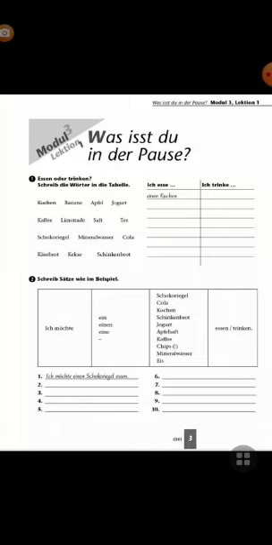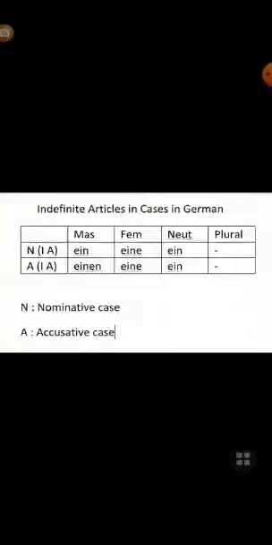Now, to do this exercise, first we should know the meaning of that particular thing, and second, its gender. Essen and trinken both are accusative verbs. This means we'll make use of this table. So if something is masculine and I have to say I am eating a, that a will not be ein, it will be einen. And for feminine and neutral, it will remain eine and ein.